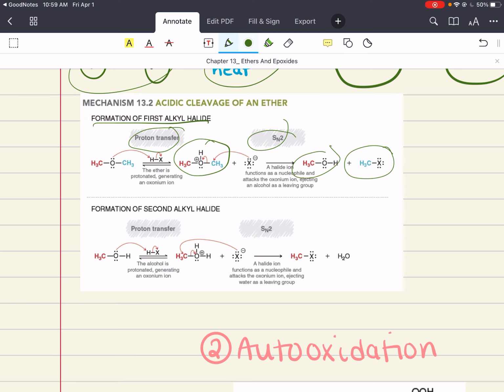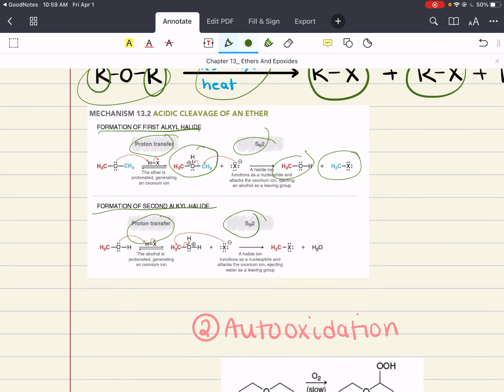And it forms your first alkyl halide, and then it happens again to form your second alkyl halide. Same thing, proton transfer, then SN2 reaction. All right, so that is the first reaction we're going to talk about, acidic cleavage. Once again, you treat your ether with concentrated, strong acid and heat. It will go through acidic cleavage, where you form two alkyl halides out of your ether. All right, and this involves two substitution reactions.